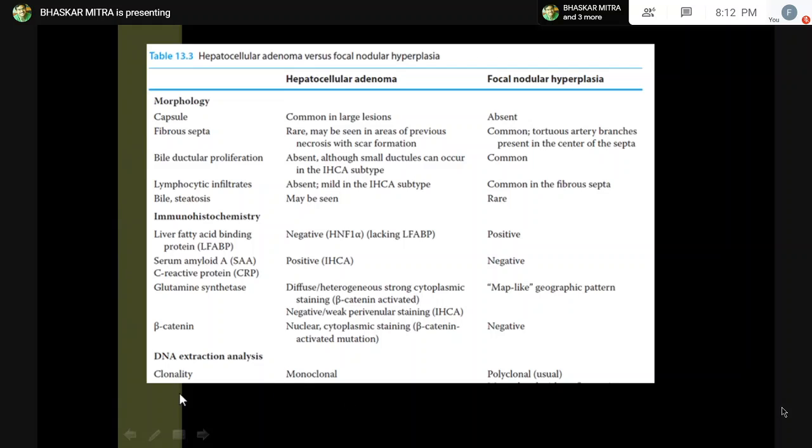And the DNA clonality, if we do the clonality, a hepatocellular adenoma is a monoclonal thing, as it's a tumor, and usually the focal nodular hyperplasia is a polyclonal thing.